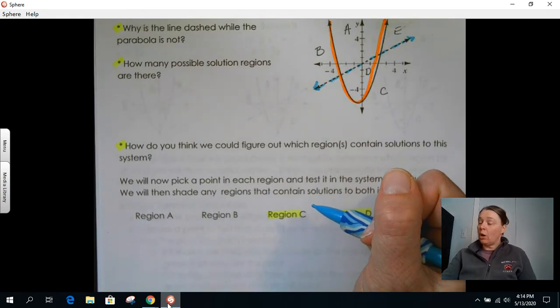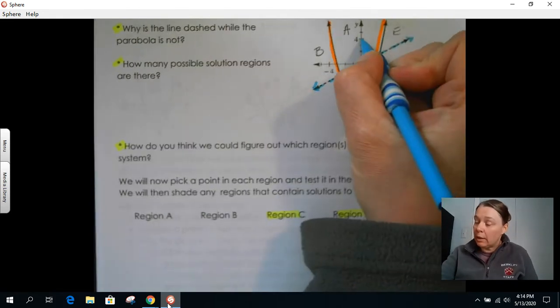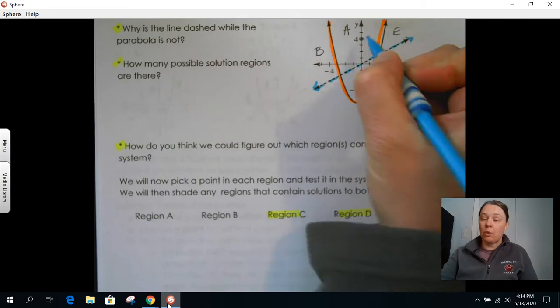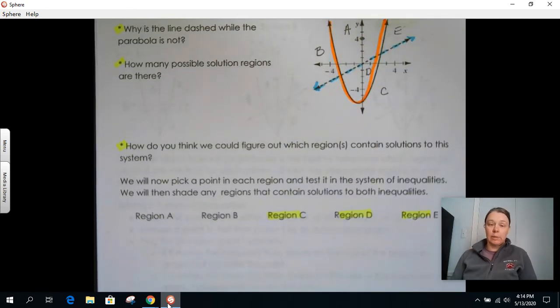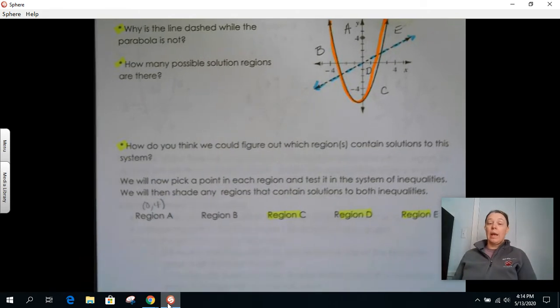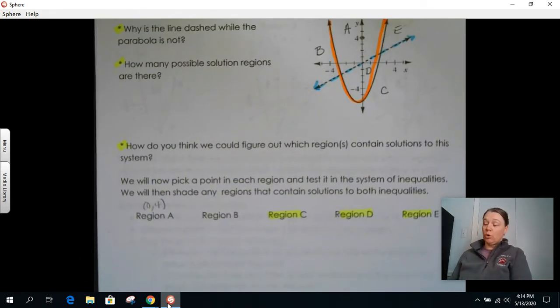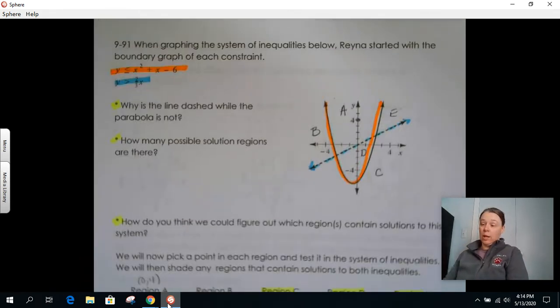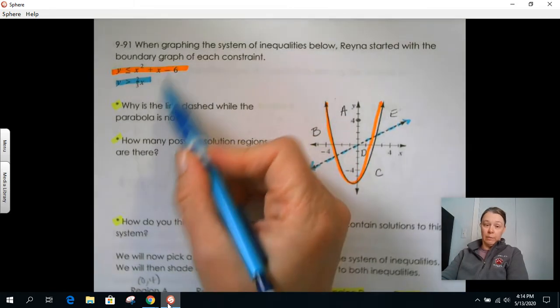Okay, so I'm just going to pick this one. I'm going to pick something where one of the values is 0 just because it's easier to work with. So I'm going to pick the point (0, 4). And now I have to substitute that into both of these inequalities up here, both of them.